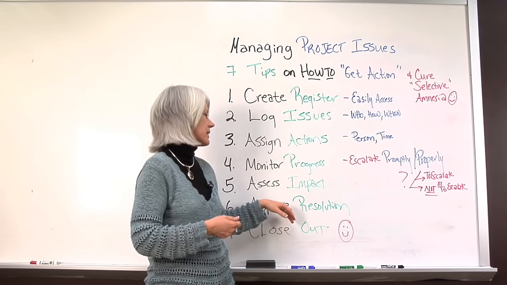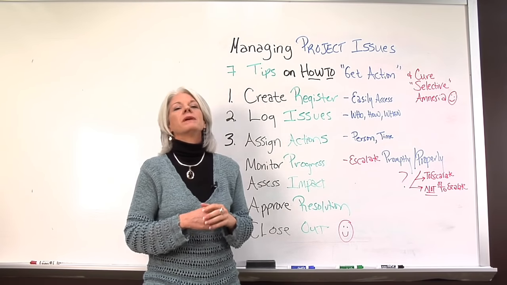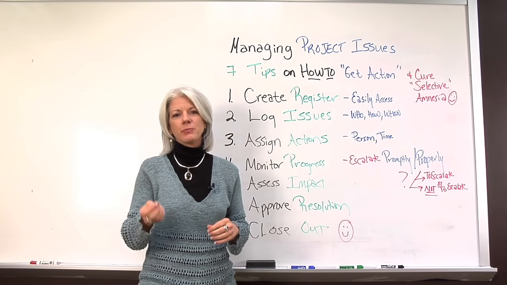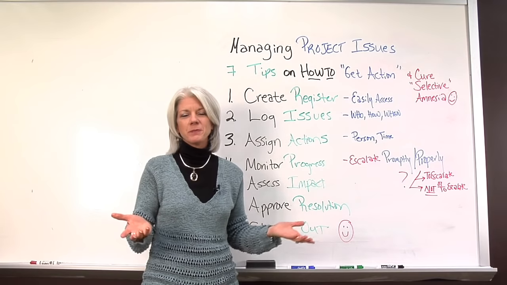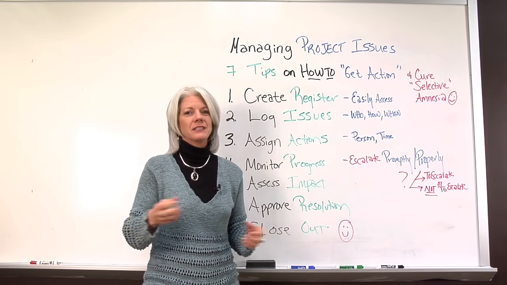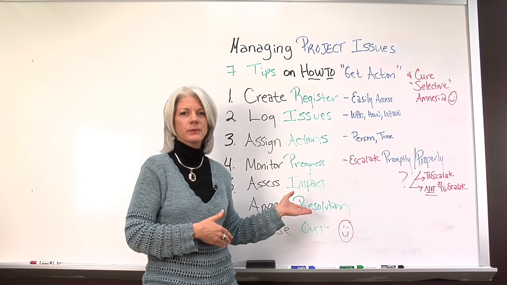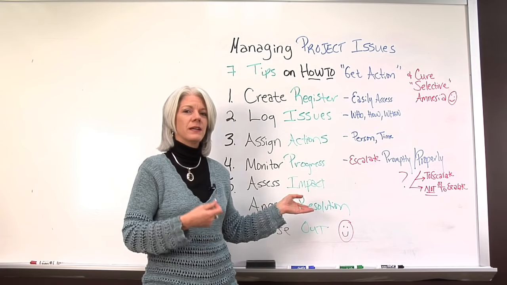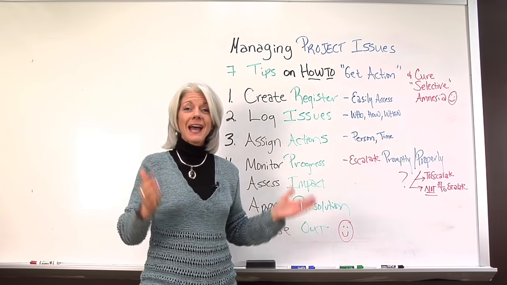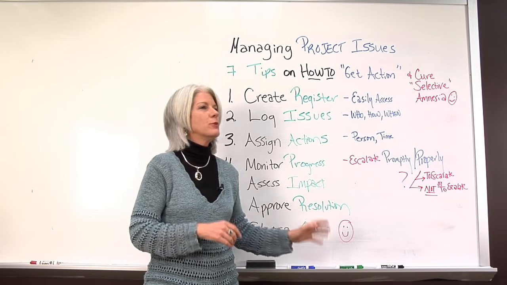Number 6, approve the resolution. If something does get resolved, make sure the appropriate people have evaluated it and approved it. Sometimes people will say that something's been resolved and it really hasn't, so make sure it's not just checked off as resolved, but the appropriate people really review it, approve it, and say it's okay. Number 7, close it out. Get it off the log, close it out, forget about it, move on.